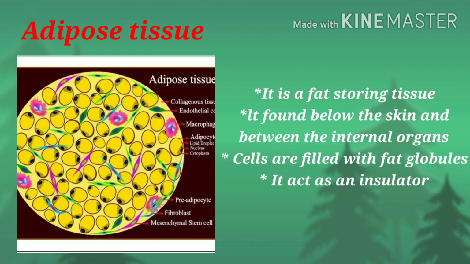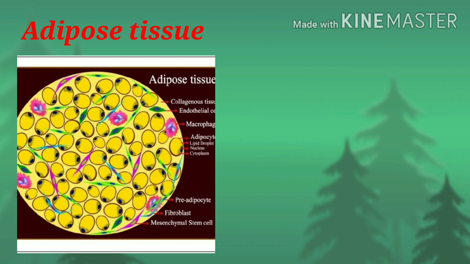That's why it acts as an insulator. Insulator means it helps to protect us from the external factors like cold, heat, everything. So the adipose tissue acts as an insulator to protect us from the external factors. Clear? You got it? Yes. Very good. So these are about the connective tissues of our body.